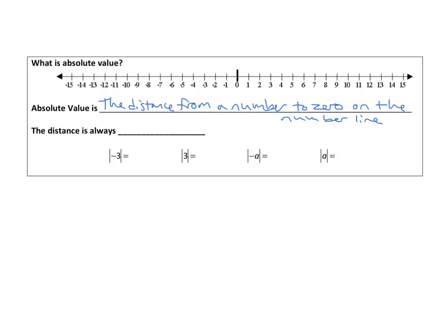And distance is always a positive quantity. There's no such thing as a negative distance. So, for example, the absolute value of -3, what that means is the distance from the number -3 to 0. And that is 3 units. So it always comes out to be a positive quantity. The absolute value of +3 is the distance from 0 to +3, which is also 3 units.